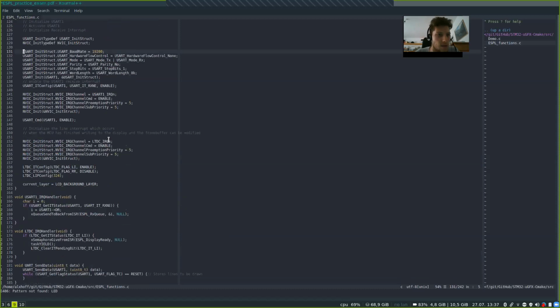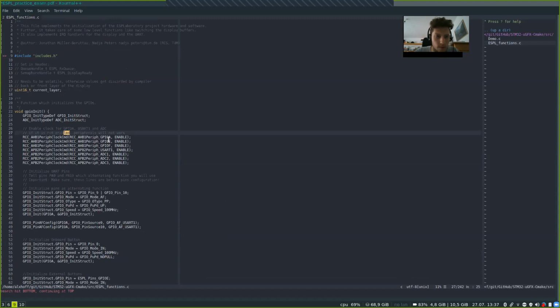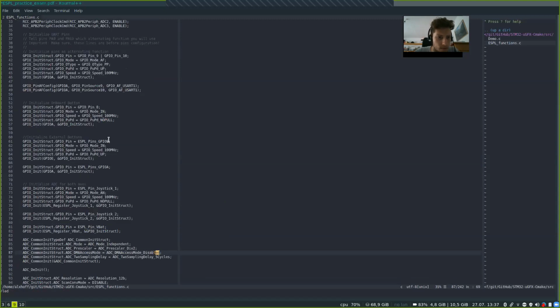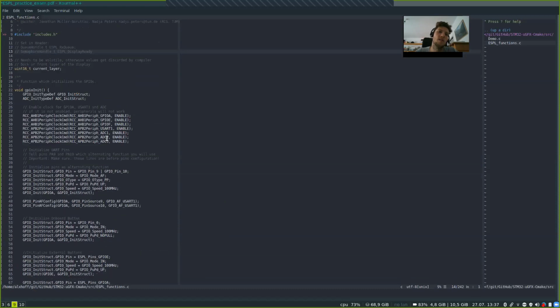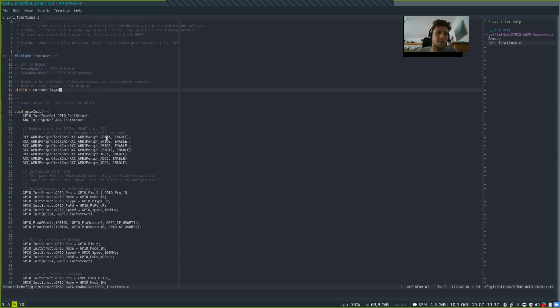LED, where are you? Or the output should also be there somewhere. But there'll be a similar configuration somewhere where it configures the LEDs as output. Maybe they're not even configured on the default project, I don't know.